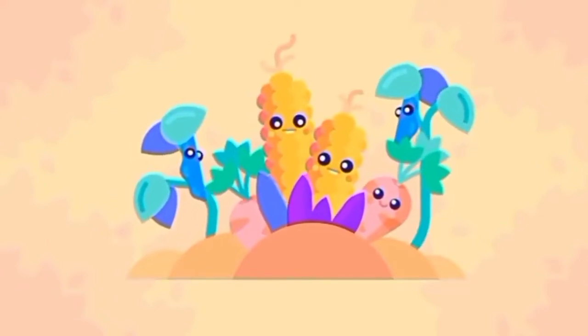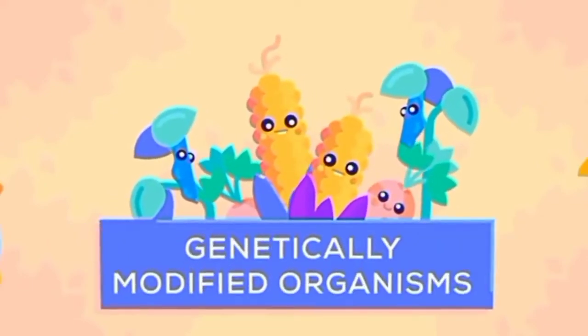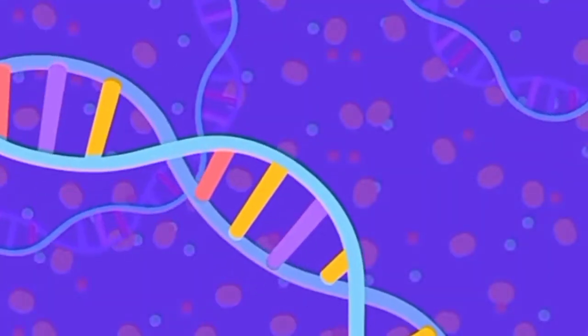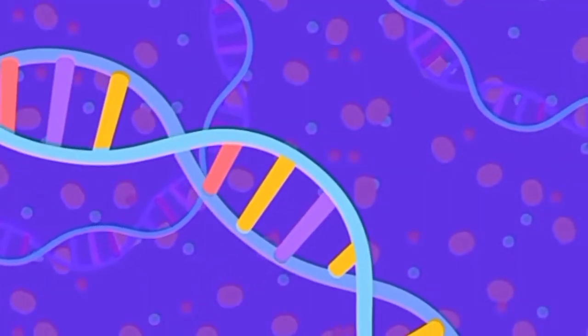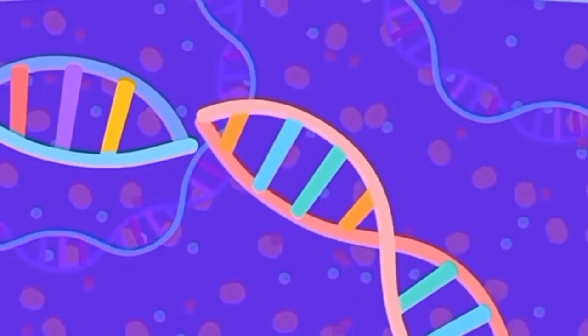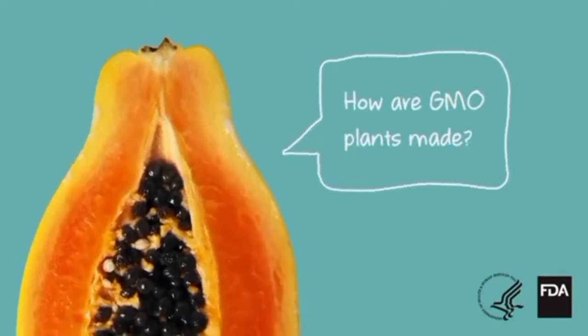Genetically modified organisms can be performed in any type of organism such as plants, food, human, animals or bacteria. Let's see how GMO is made. How are GMO plants made?